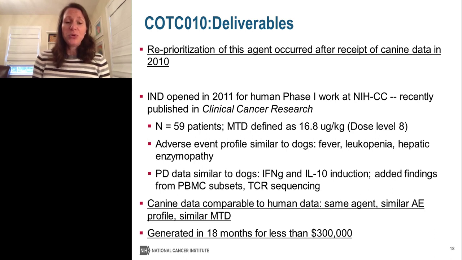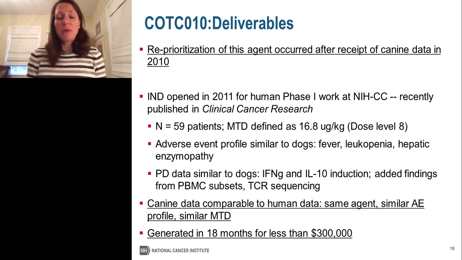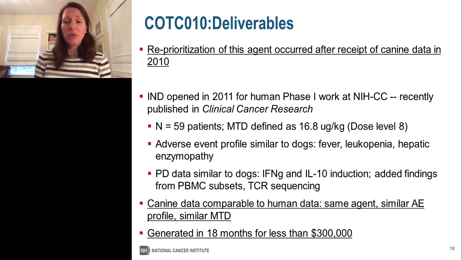And we were able to capture an adverse event profile that was extremely similar between humans and dogs, and also echo the pharmacodynamic data being very similar between humans and dogs. And so we generated the clinical management data in the dogs for about $300,000 in about 18 months. And unfortunately, it took a lot longer and many, many more patients on the human side to really arrive at similar findings. So 7 years and 59 patients compared to what we were able to identify and learn in a relatively short period of time.